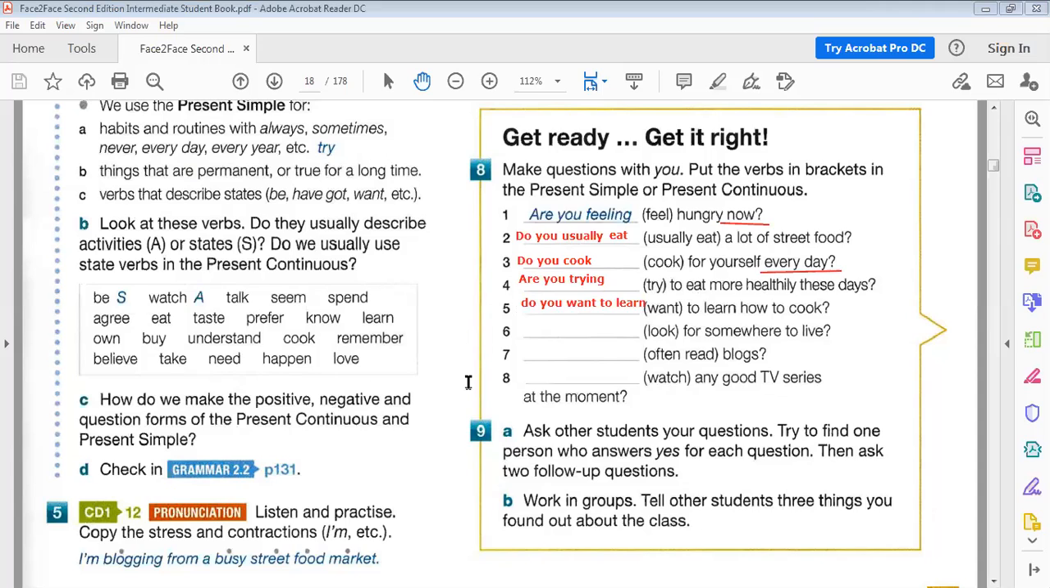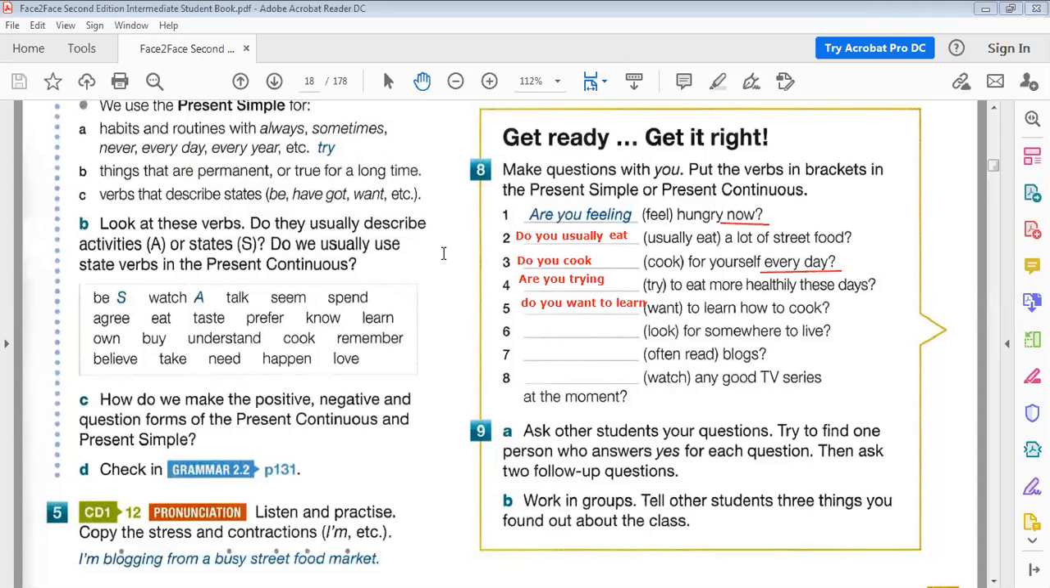Do you look for somewhere to live? Look, the action verb. What do you think, Sana? I prepare myself before, but I was confused by this sentence. I think I did it like this: "Do you look for somewhere to live?" Because there is nothing to signal the present continuous, that's why I used the present simple.